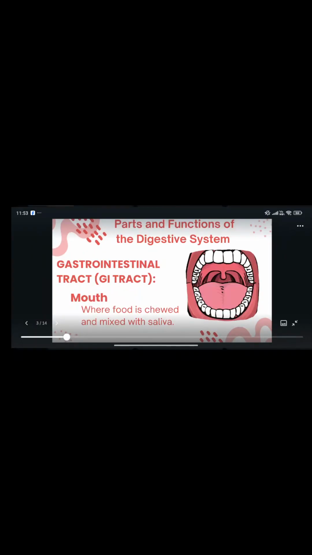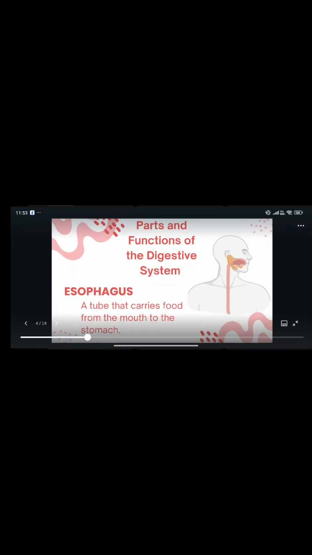So let's have the parts and functions of the digestive system. Let's have the gastrointestinal tract first. The first part is the mouth, where food is chewed and mixed with saliva. It helps chew and break down food with your teeth and saliva. The second part is the esophagus. It is a tube that carries food from the mouth to the stomach.